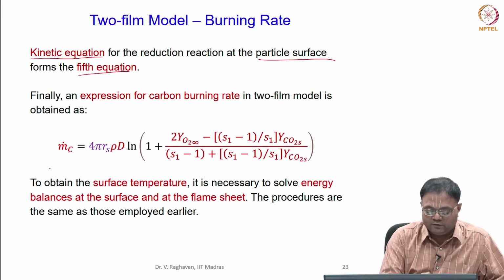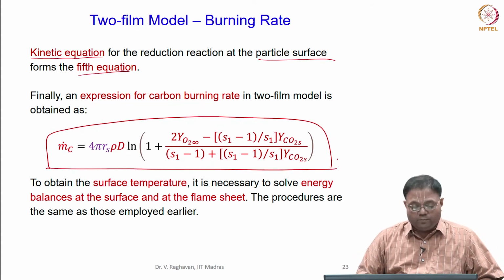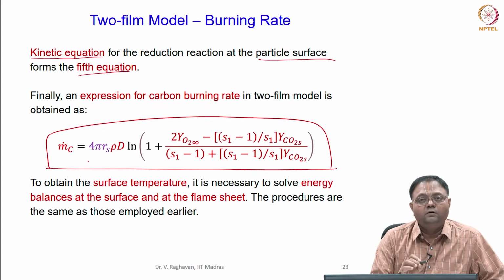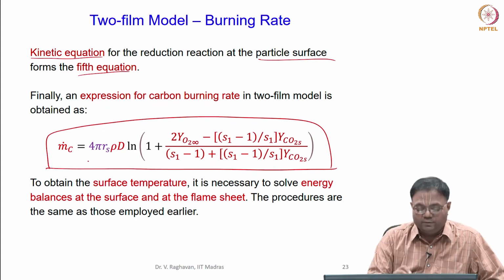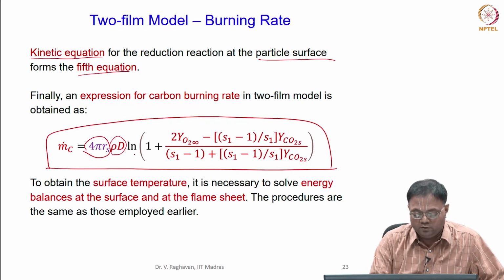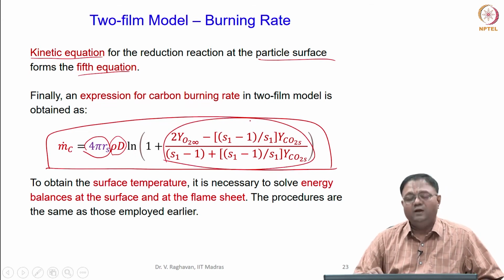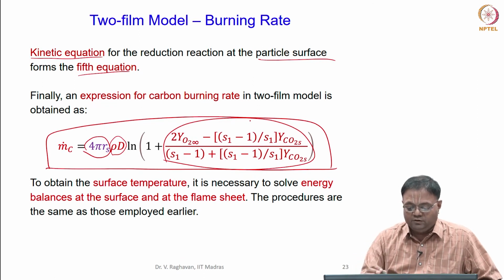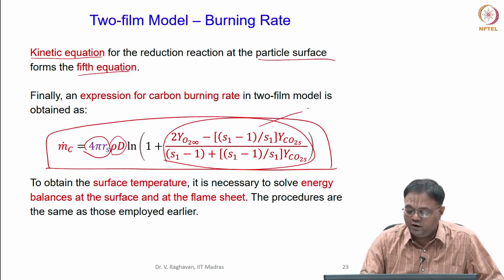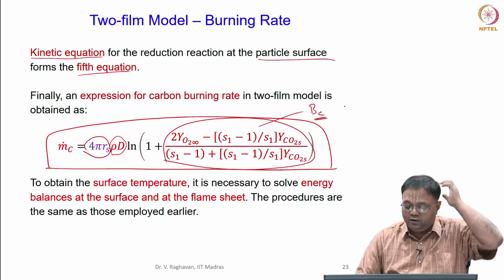Finally, you get an expression like this for the mass burning rate of carbon, which is very similar to droplet combustion: 4 pi Rs, rho D, times the natural logarithm of 1 plus the B number. The B number is written in a different way. So, this is the B number here. I will call it the B for carbon. Now again you can see that there is an unknown here.